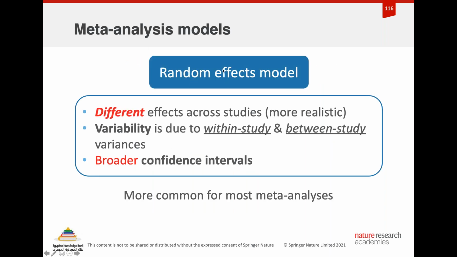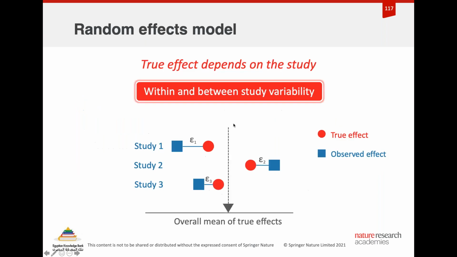And that's the point of the random effects model. Random effects model says that there will be different effects, and that's fine. And that the variance that we see is going to be a within study variance, but also between study variance as well. But because of this increased variance, generally they will have broader confidence intervals, and that's why some people tend to shy away from the random effects model, because they like to have these narrow confidence intervals in their presentations. But it's probably more practical, more realistic for most meta-analyses. So graphically, it means something like this, that here's the overall mean of the true effects, but all of these are true effects, just for different studies, for different populations.